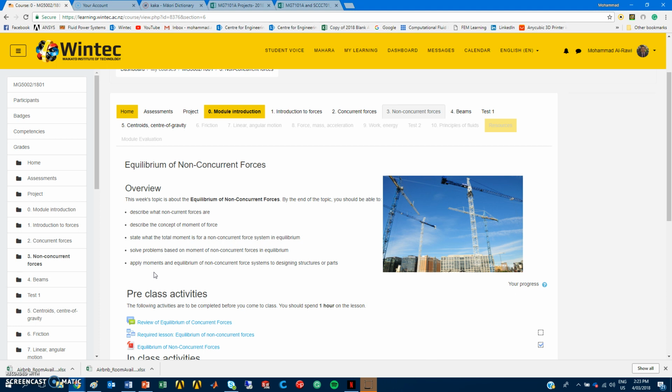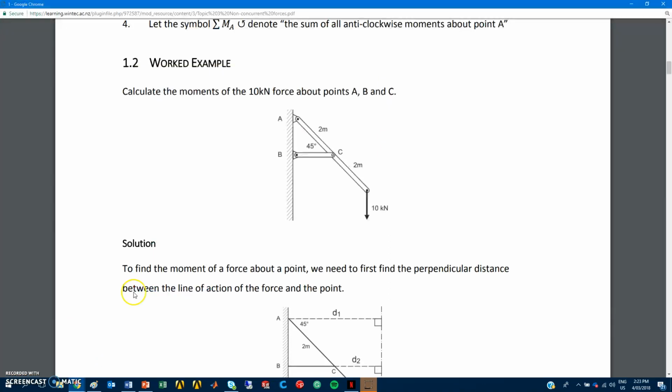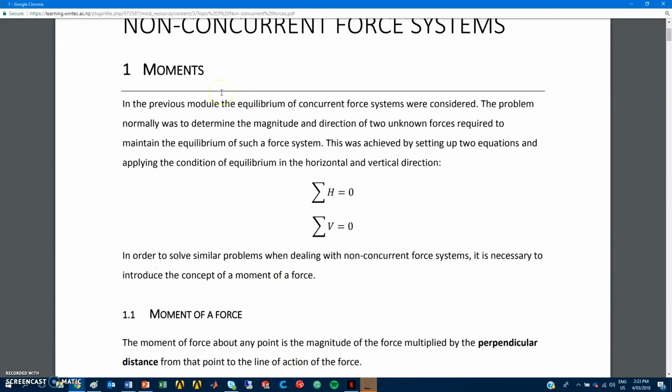So please go through the pre-class activities and try to solve some of the examples here, the required lesson on equilibrium of non-concurrent forces. And before that, I really recommend you open or download the equilibrium of non-concurrent forces notes so we can go through them. When you download these notes, it just reminds you what we introduced last week.